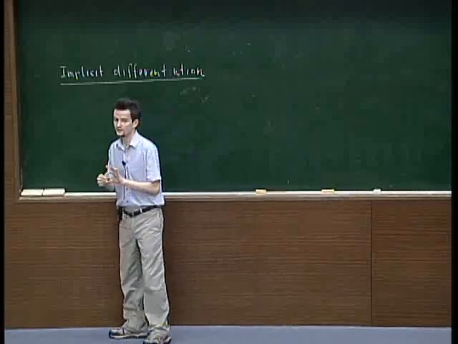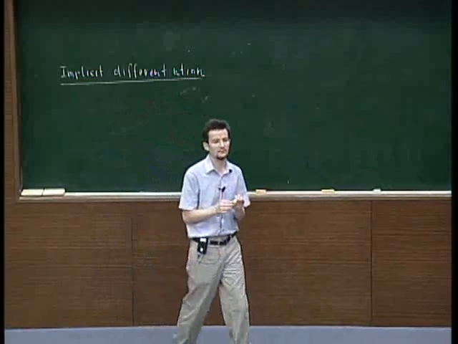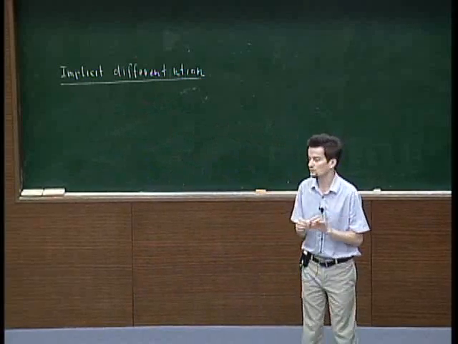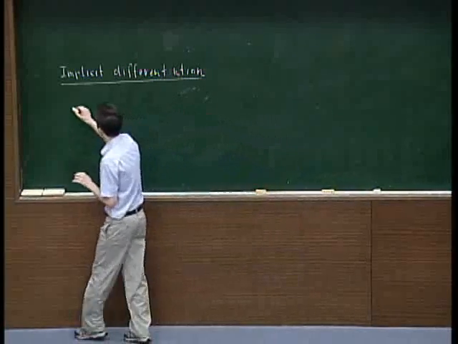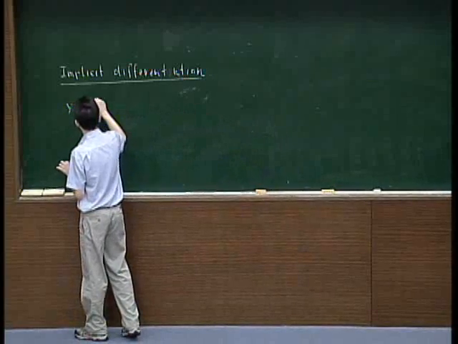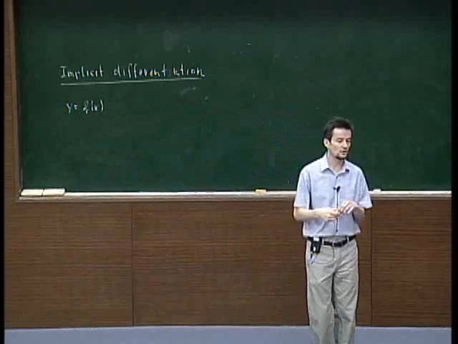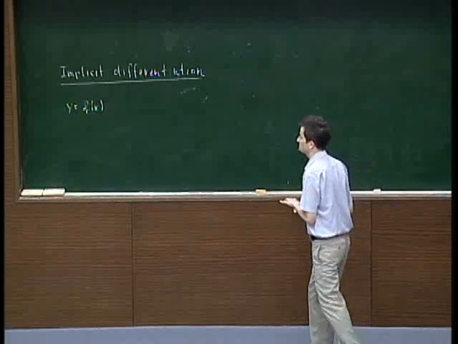So once more, until now, most of the time when we saw a function, the function was given explicitly, which means that you had an expression like this here, y is equal to f of x. Okay, so this means the function is given explicitly. Now we are talking about functions which are given implicitly.